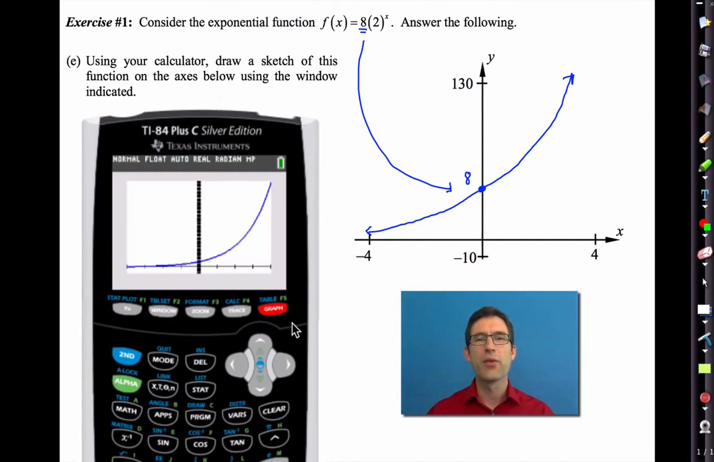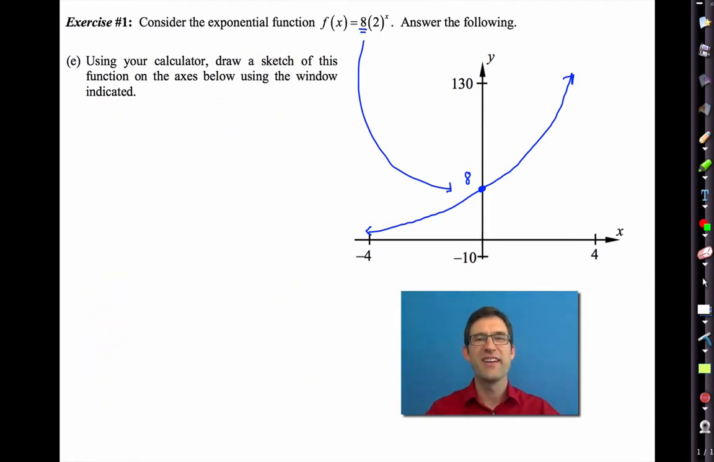Anyhow, I'm going to get rid of my TI-84 Plus now with a snap. Okay, my calculator is gone. I'm going to clear out the screen, and then we're going to summarize.